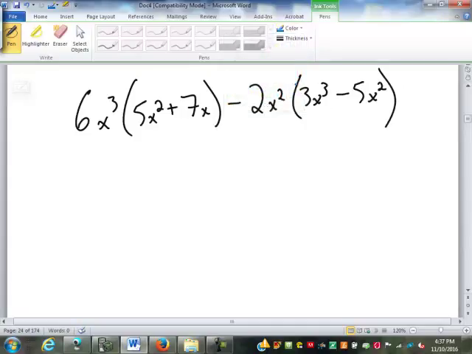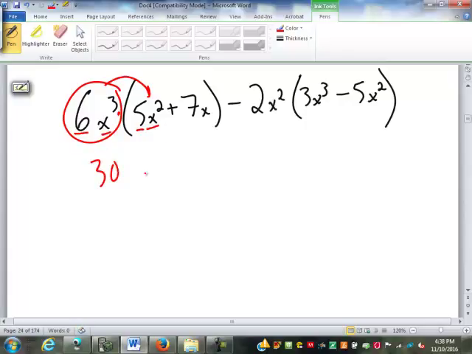You might run into things like this. See the parentheses? There's nothing to do in either set of parentheses. So we have to look at what we're going to have to do to the parentheses. This one is times 6x to the third. 6x to the third times 5x squared. You multiply the counts. 6 times 5 is 30.